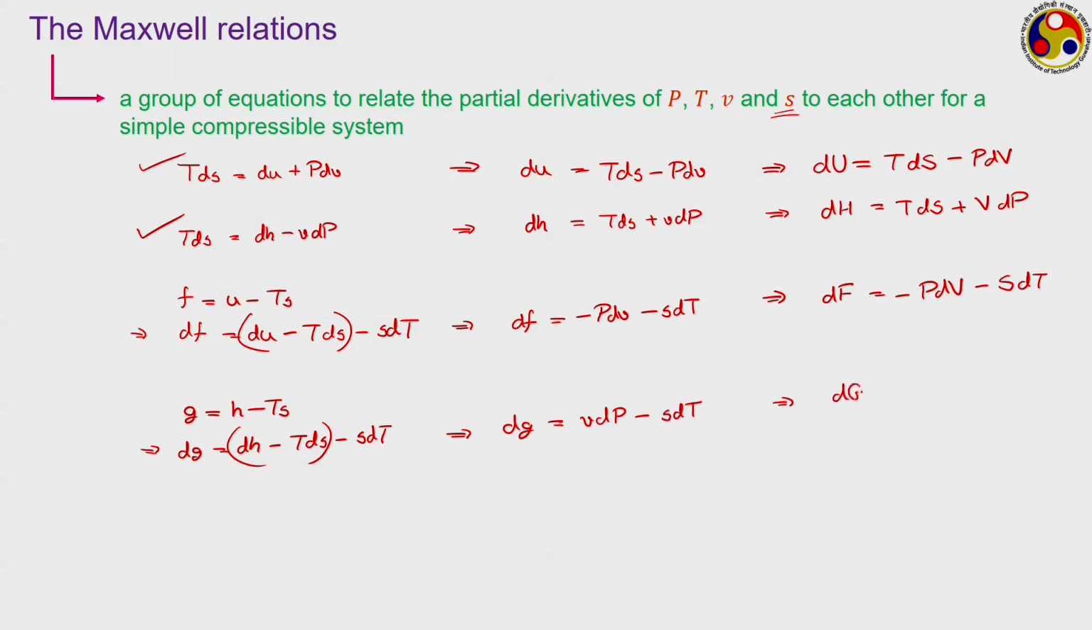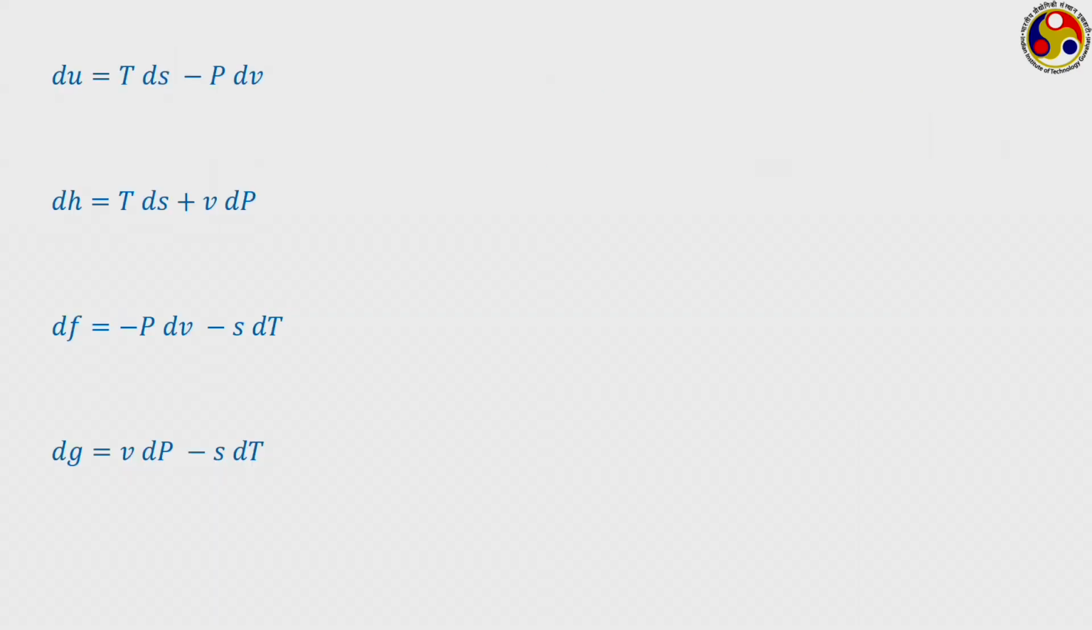That is, in extensive sense, the change in the Gibbs free energy is equal to V dP minus S dT. So, here we now have 4 equations representing the change in each of the thermodynamic potentials. These are the 4 equations that we have now. Here I have again represented each in their corresponding intensive sense.